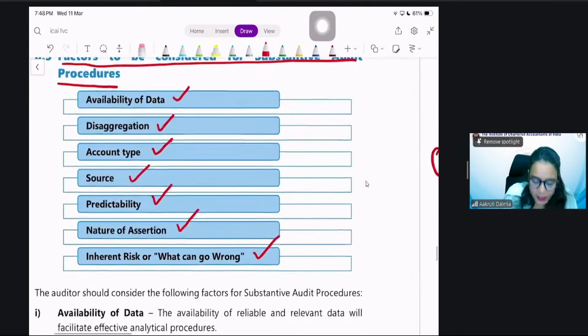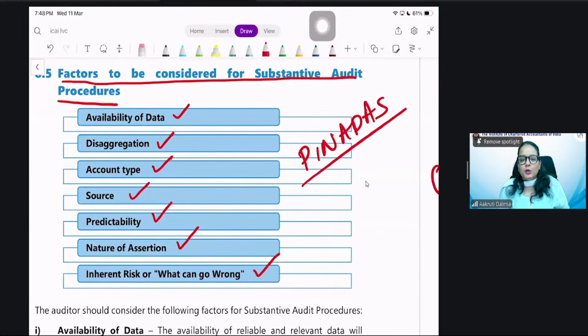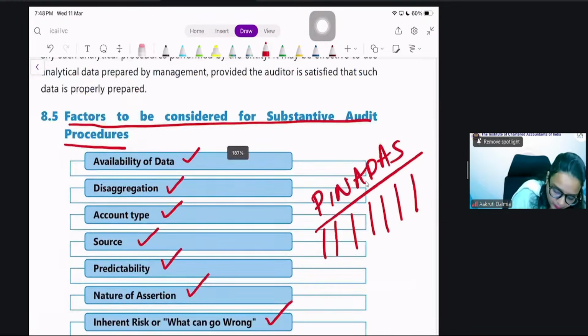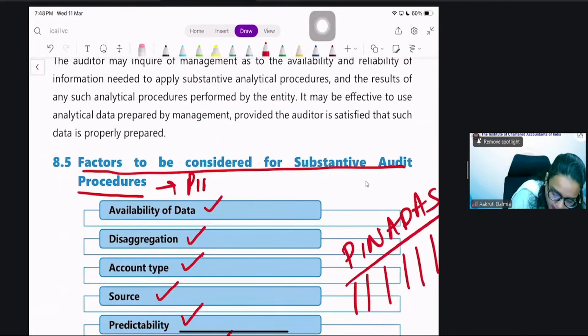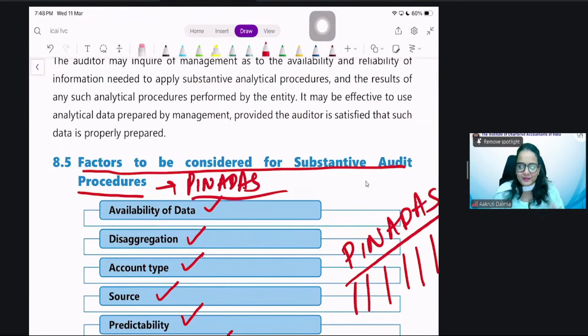Okay, I have created a trick for you to remember. Write down PINADAs. PINADA: prediction, inherent risk, nature of assertion, availability of data, disaggregation, account type, source. Can you remember now? Factors to be considered for substantive analytical procedure, PINADAs. Can you remember?